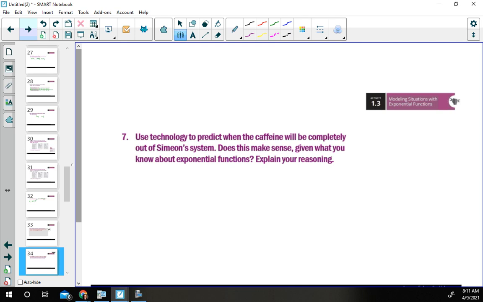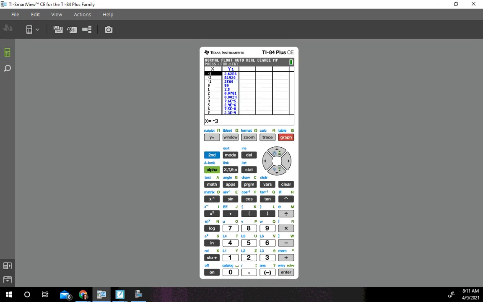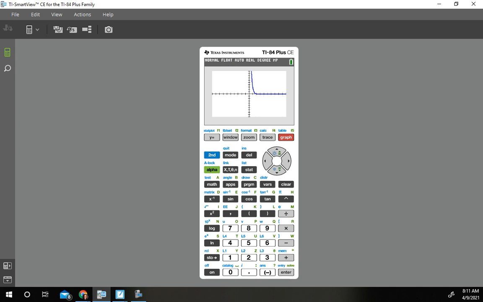All right, so if I look at 7, I want to know when I have 0 milligrams. If I keep going, I will never hit 0. What you should remember is graphing exponential equations, they have asymptotes right here. You technically will never be at 0 because exponentials have asymptotes.